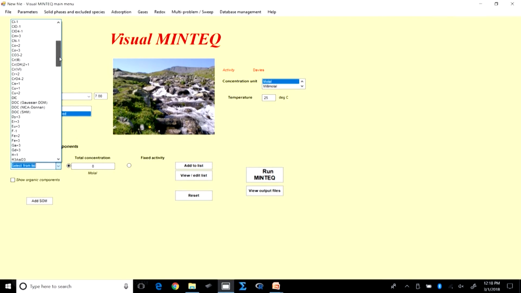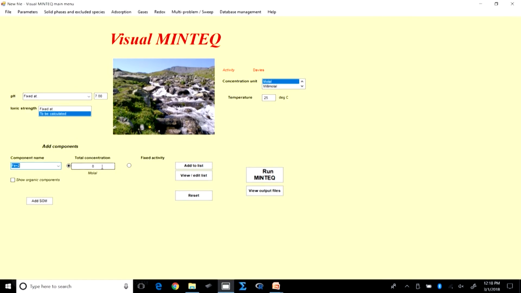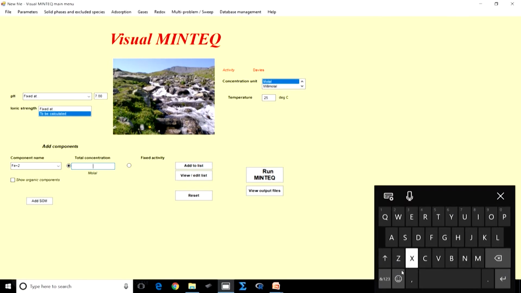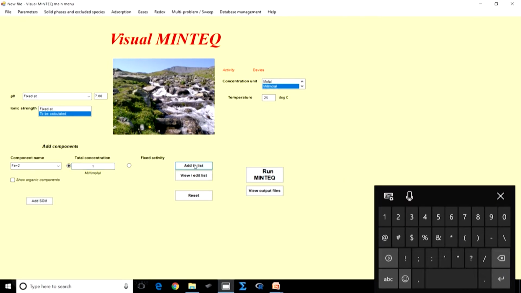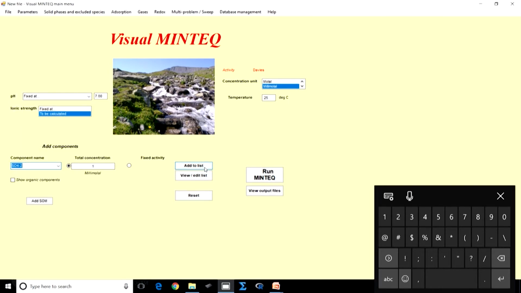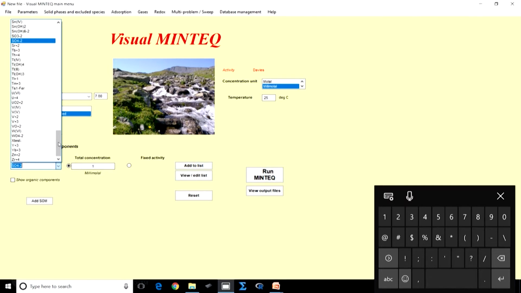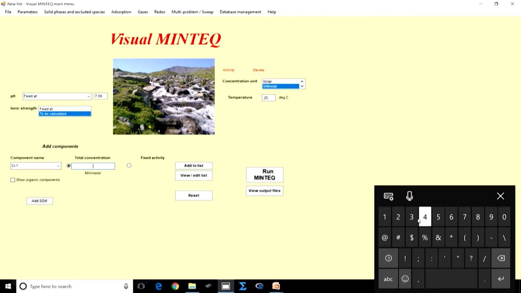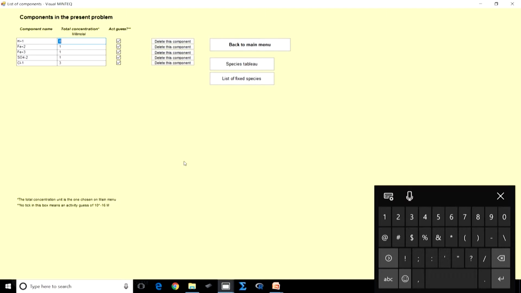So I'm going to go with Fe2+ as 10^-3 again, right? Add that to the list. Fe3+ at the same concentration, and SO4 2- at the same concentration, Cl- at 3 millimolal, right, because we are having FeCl3. Add to the list, pH 7, view edit list, and seems fine for now.